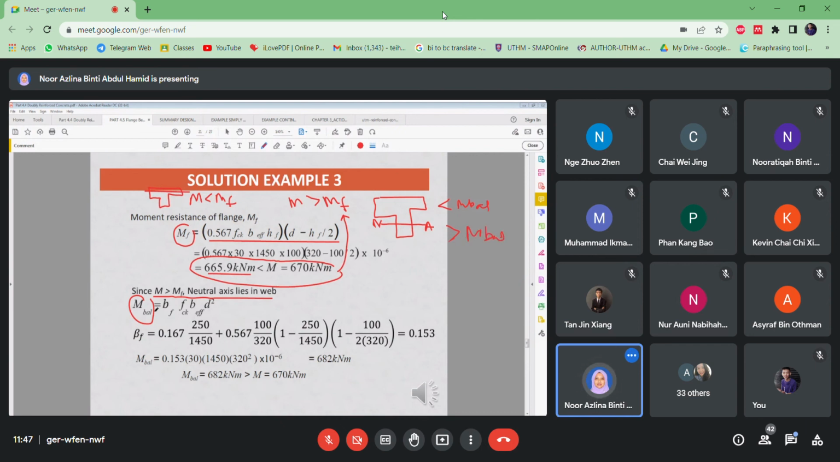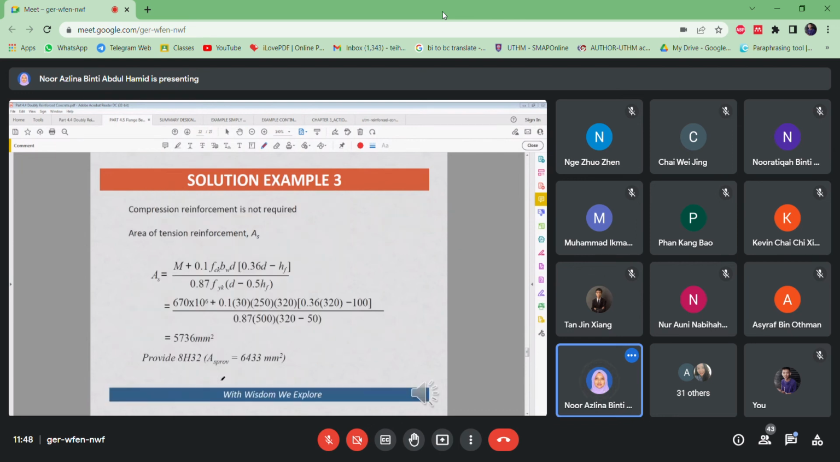So this is the equation for the M balance, which uses beta F. This is beta F, which is this one. Okay, you need to calculate first the value for beta F and then replace it in the equation. It shows here that the M balance is 682 kilonewton meter, so M is less than M balance, the first one here. Okay, M is 670, M balance is 682. So that means compression reinforcement is still not required.